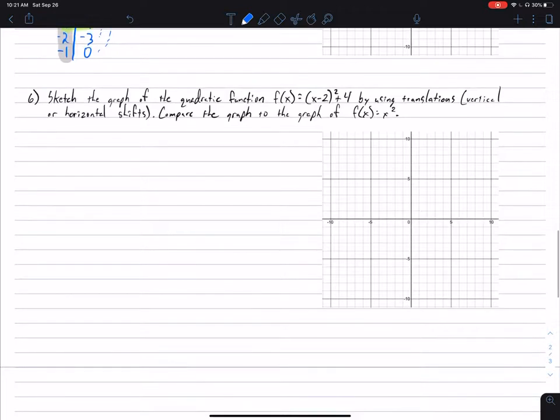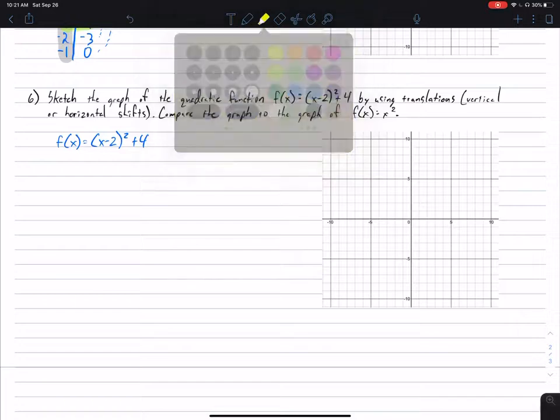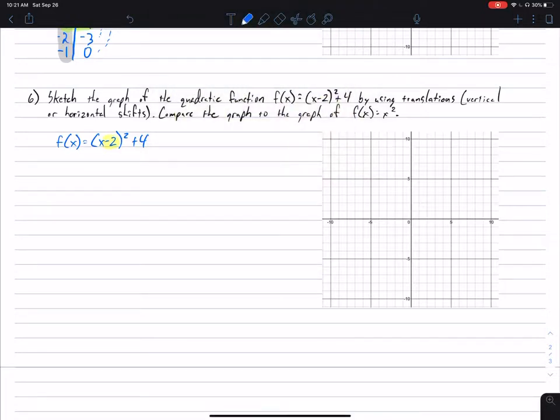Actually, so we have f of x equals x minus 2 squared plus 4. Going through my terms here, this minus 2 is going to be my horizontal shift. So that tells me I'm going to go, again, the opposite of what it appears. So this is going to go right 2 units. The plus 4 tells me that there is a vertical shift. And that's pretty direct. That's going to go up 4 units.